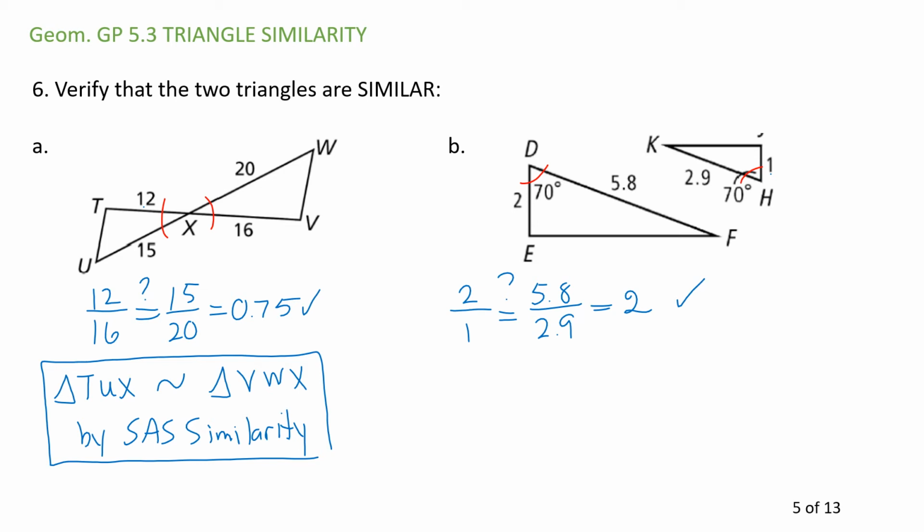So DEF is similar to triangle, I don't know, it's actually H, I'm going to say J. Okay, I don't know what that is. But they're similar by side-angle-side. You must say similarity.